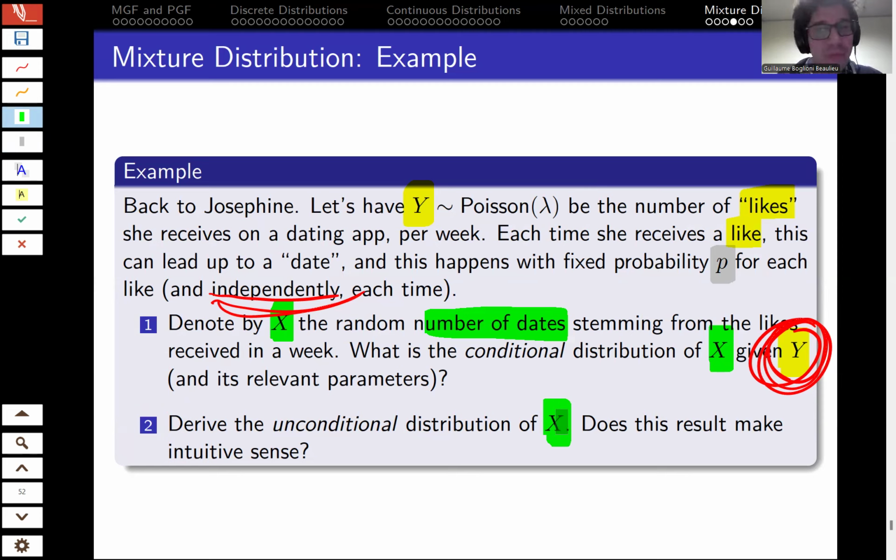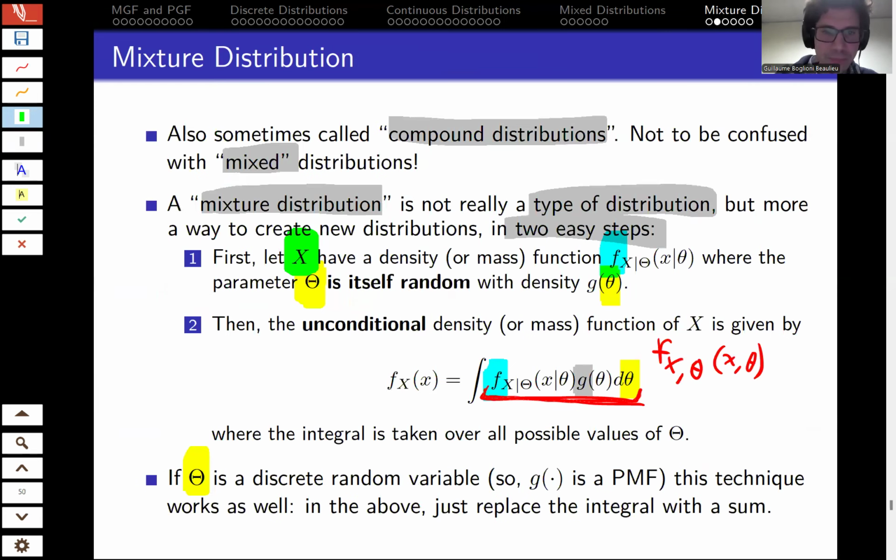distribution of x? Meaning, if you don't know the number of likes, so you don't have any information about the likes, what is then the probability, well, the distribution of x, the number of dates? Meaning, we're looking for this here, the unconditional distribution of x. Well, let's do the calculation.